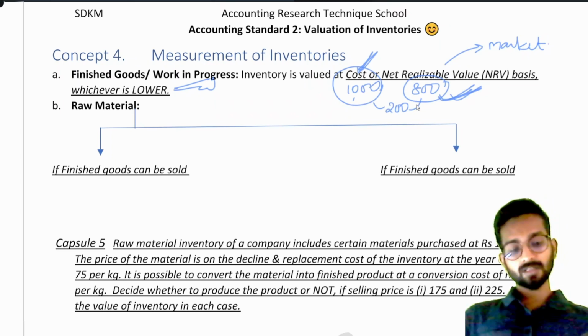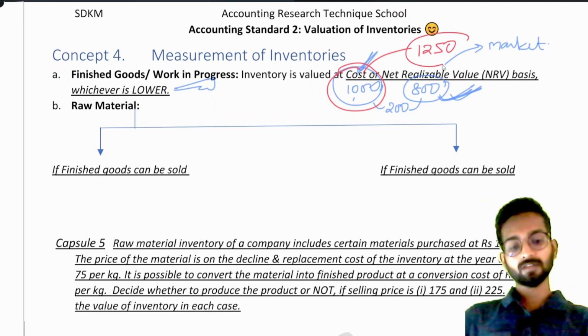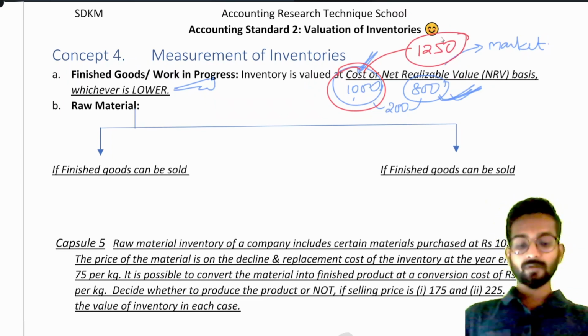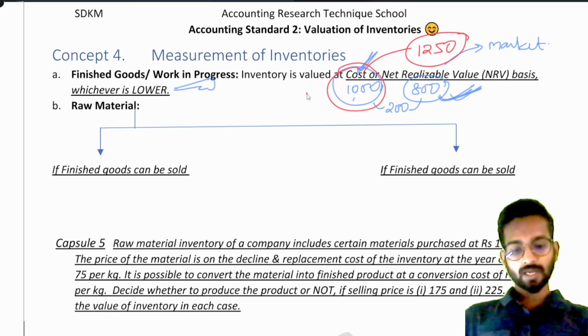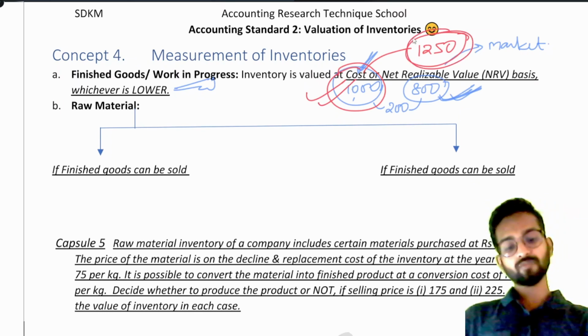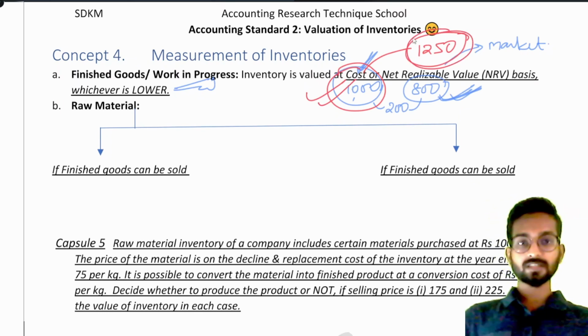Sir, can there be a situation when the cost is 1000 rupees but net realizable value in the market is 1250? Yes, there can be a situation. But then sir, you are saying that the lower should be the value, so I have to select 1000 rupees, correct? Then sir, why can't we select 1250? Why can't we select the higher price? That is the doubt of the student.